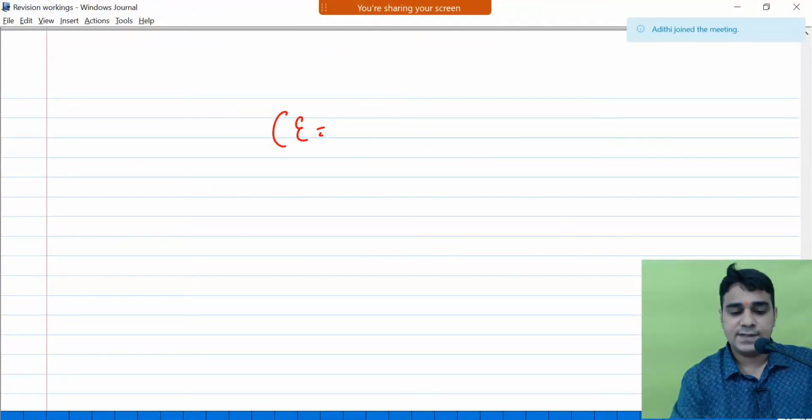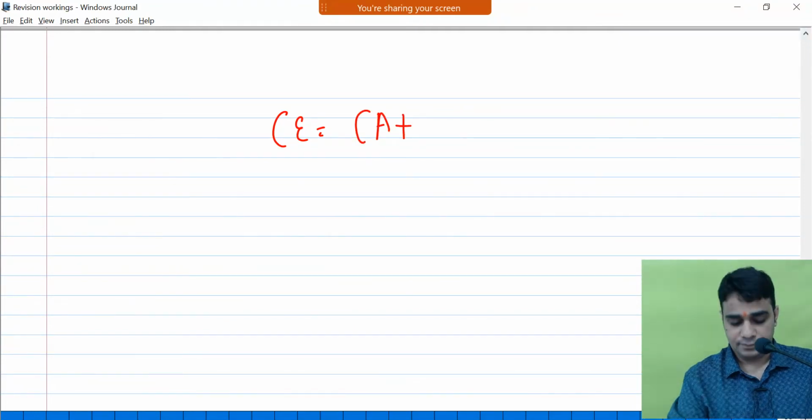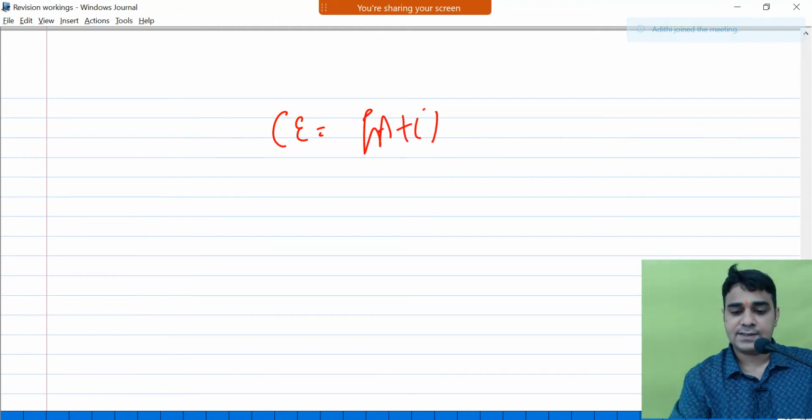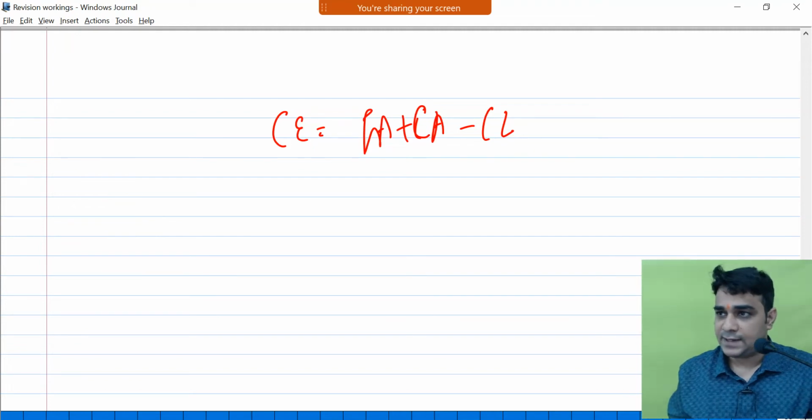Capital employed is equal to, this is one of the formulas, okay? Capital employed is equal to fixed assets plus current assets minus current liability.